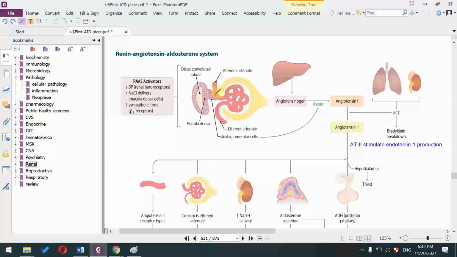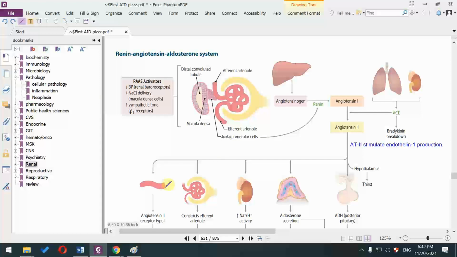The first one is renal baroreceptor. The word baro in Latin means pressure, okay? So baroreceptors mean, well, receptors of the pressure. So if you have less blood pressure for any reason, there will be more secretion of renin.